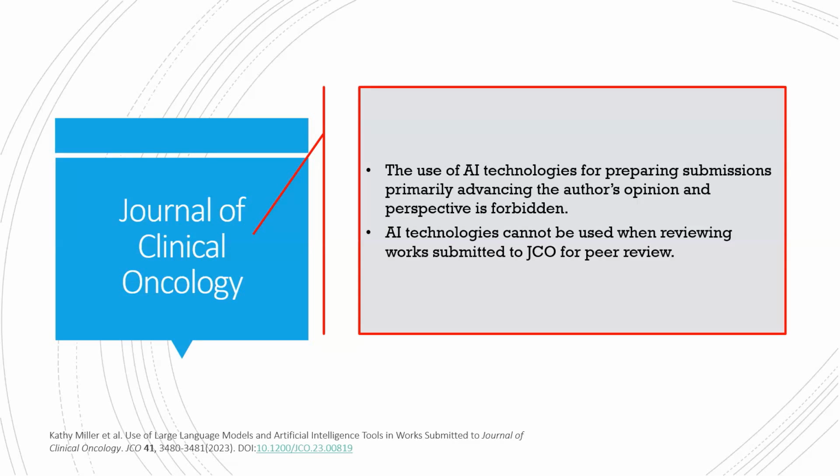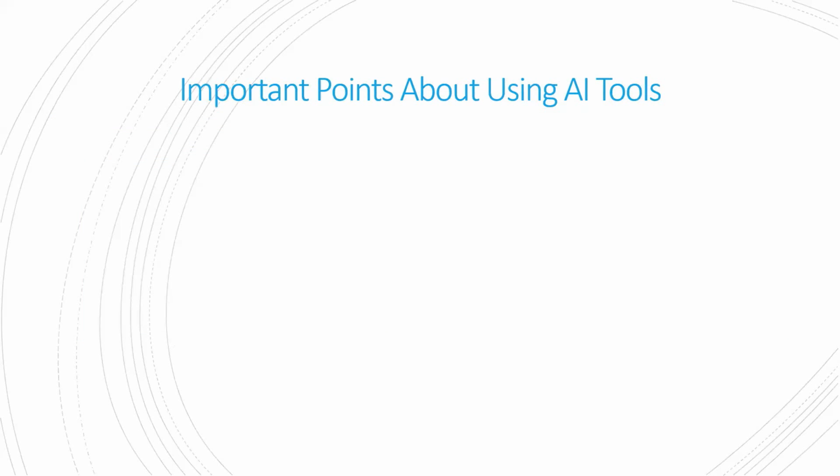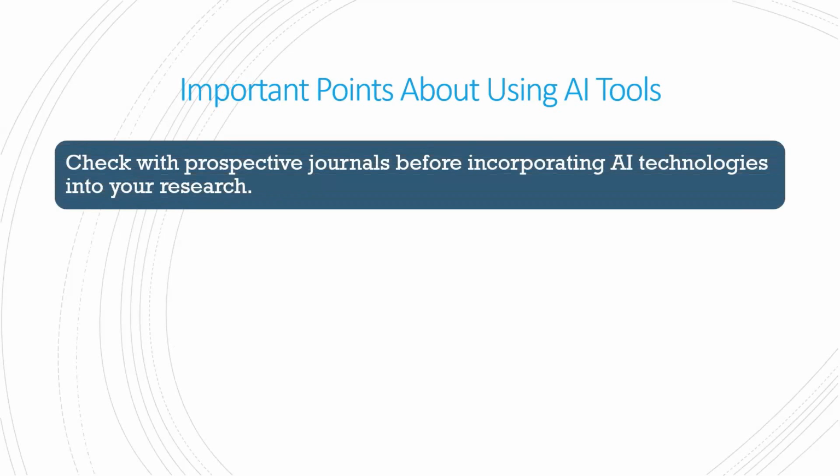They also say that AI technologies cannot be used when you're reviewing work submitted to JCO as a peer reviewer. So if you're a reviewer, you cannot use AI technologies to perform those duties. So some important points about using AI tools. First, please check with journals. Always check with journals first before incorporating AI technologies into your research.